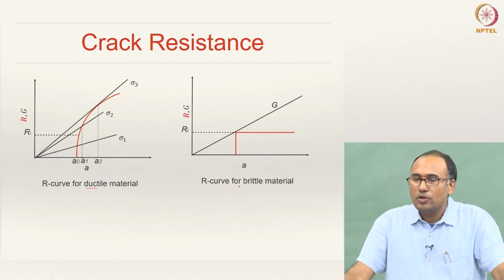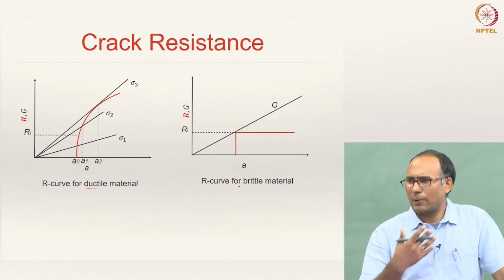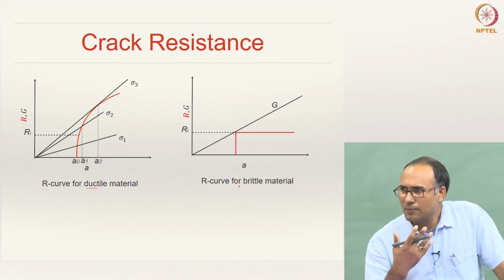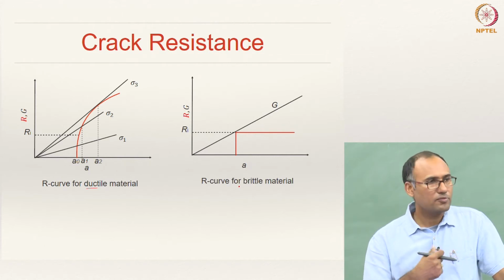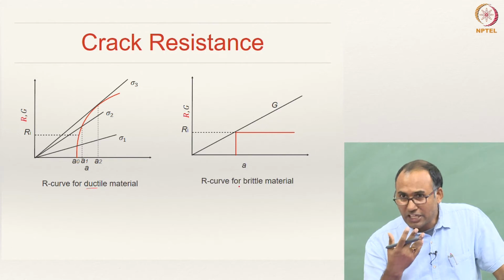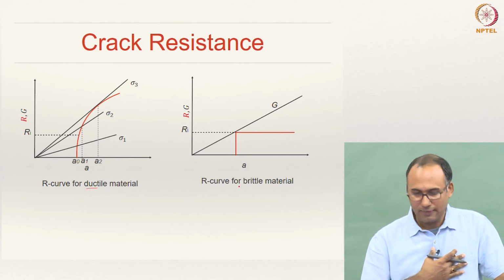So this R curve is nothing but a material property. It is like the critical energy release rate. So this is the resistance offered by the material to crack growth. That is what this is representing.